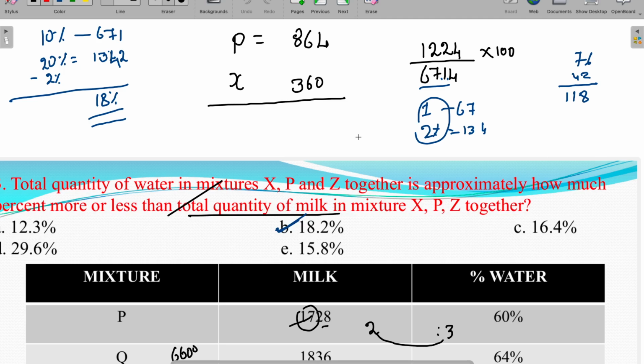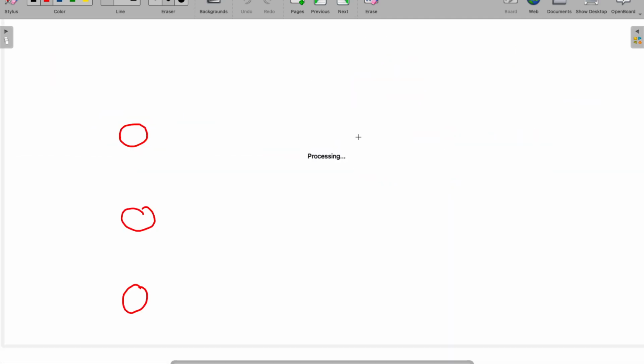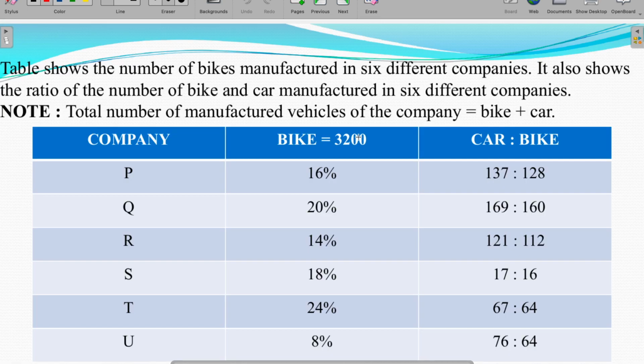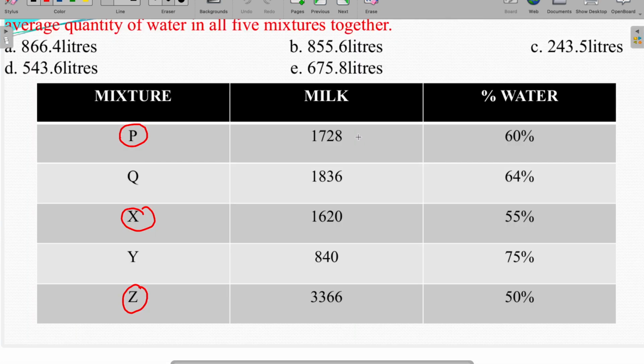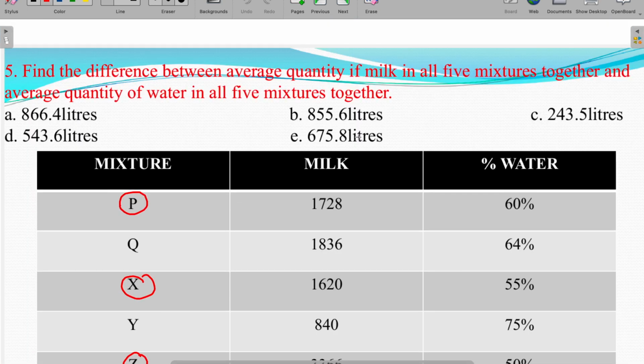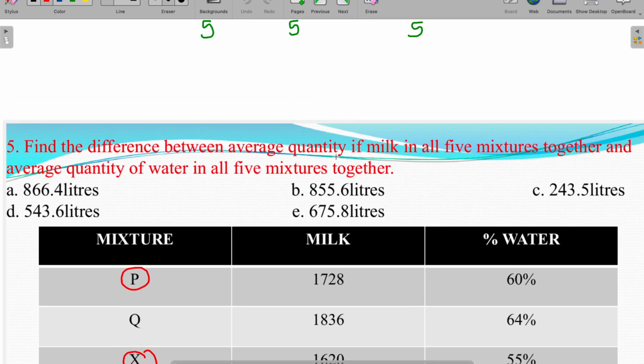So P is 864, X is 360. Already I know two data, 864 and 360. Then easily we can solve it. So we know that data already. I know the data for the difference. The first one I know already, P data, will be 864 as the difference. X data I already know, it will be 360.